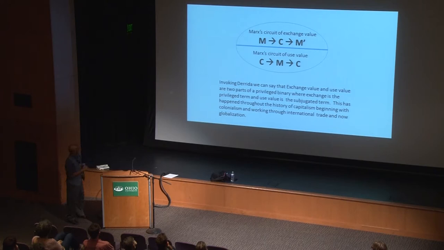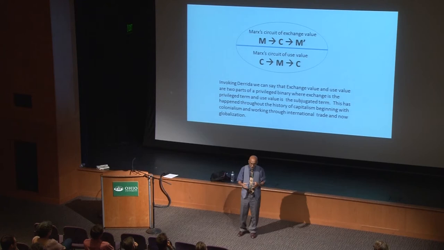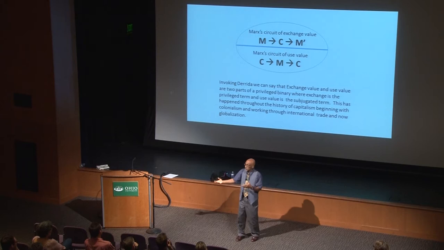And the other circuit is CMC. And what that means is C stands for producing some commodities. You buy cotton and labor and all of that. And then you take that to the market, and then you sell it for an amount of money. But the purpose of that money is not necessarily to make more money, but to be able to buy other commodities so you can live. Okay? And he called that the use-value circuit.